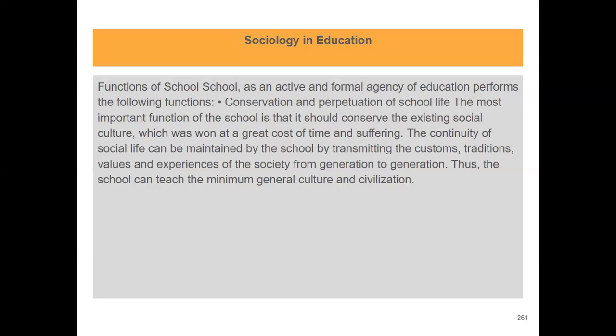Now, what is expected by the school? Actually, to conserve the social culture prevailing in the society. Conserve or protect the social culture. Now, the social culture is a thing achieved with great cost of time and suffering. For example, the society or the social background is earned with hardships. It has taken time. It had ups and downs, wars, war periods.